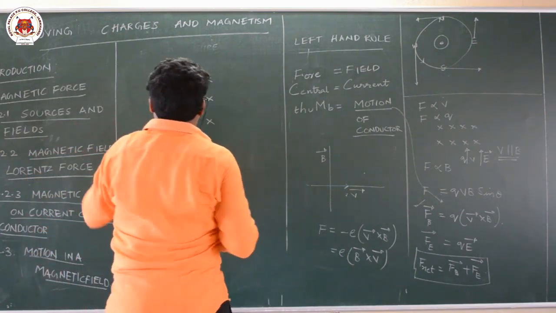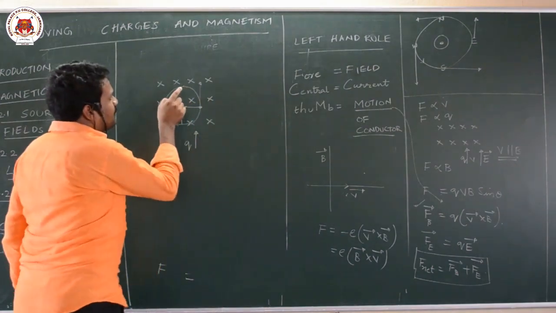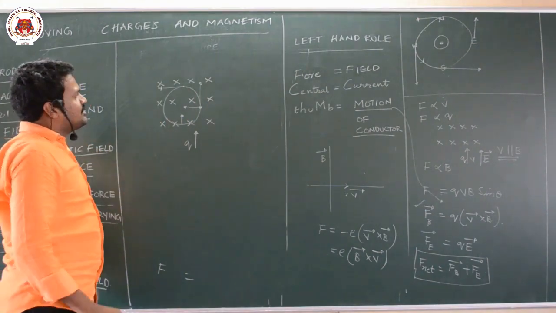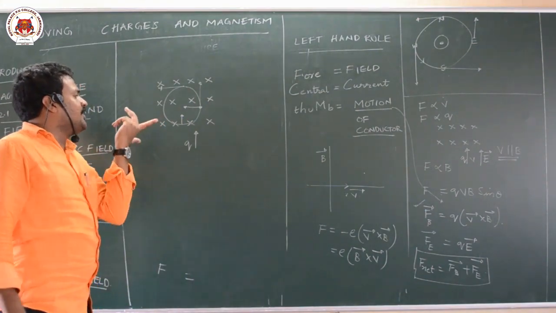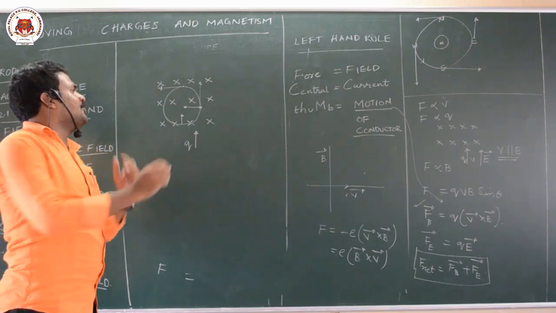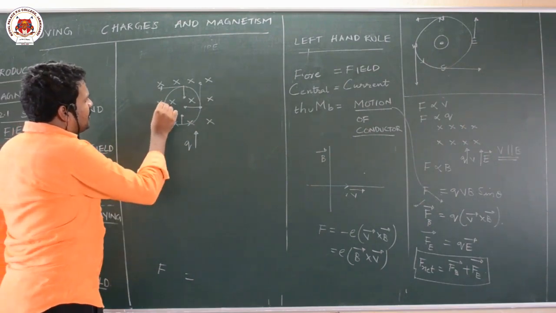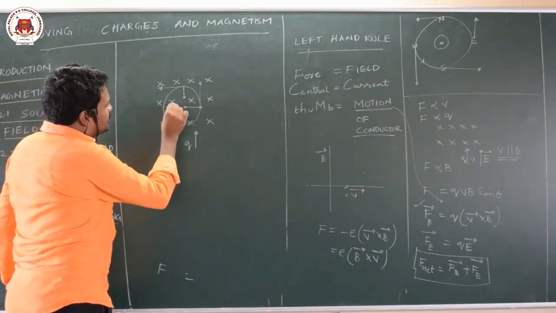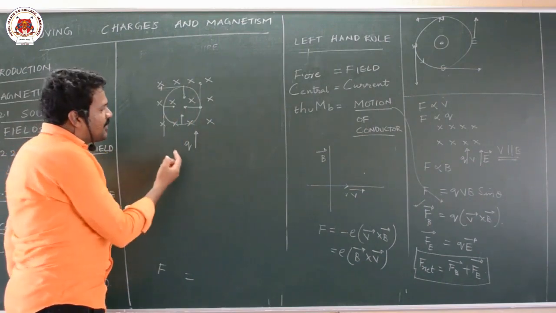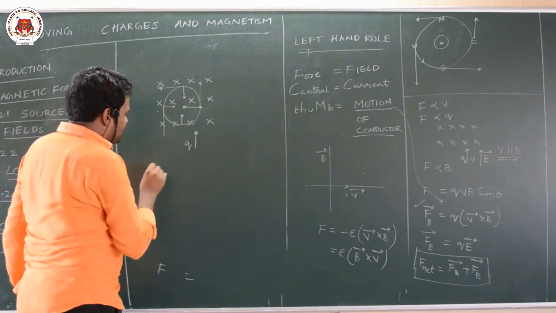Now let us consider particle is here. This is the direction of V. V is nothing but direction of current. So field is inside, this is the direction of current, and you will get force in this direction. Similarly, if you calculate here, you get force in this direction. You can observe at each and every point, once this particle enters, force is perpendicular to velocity.